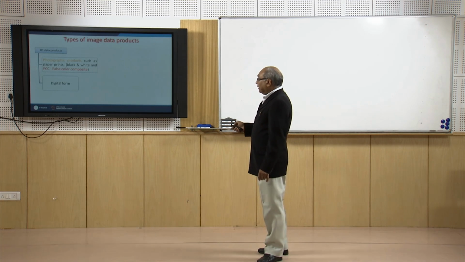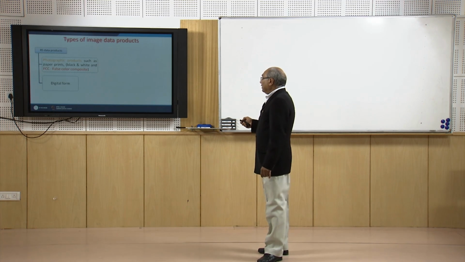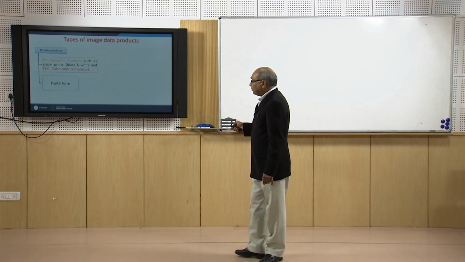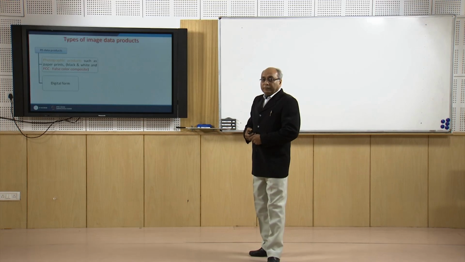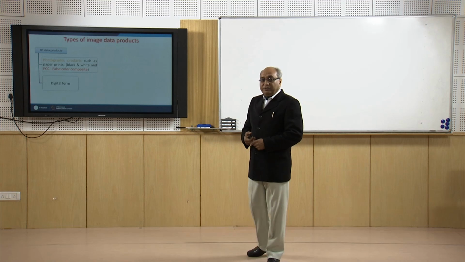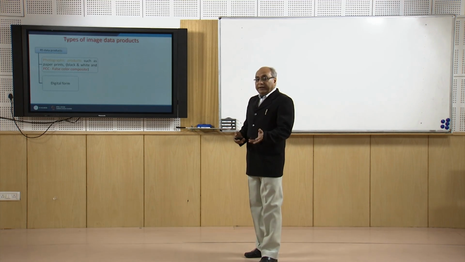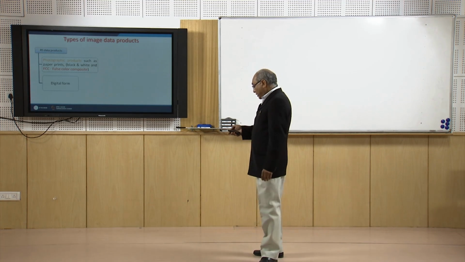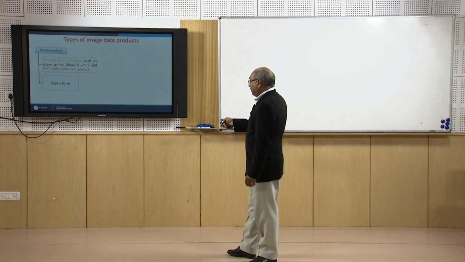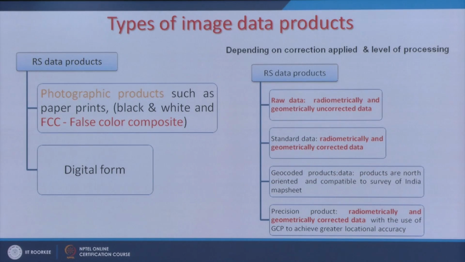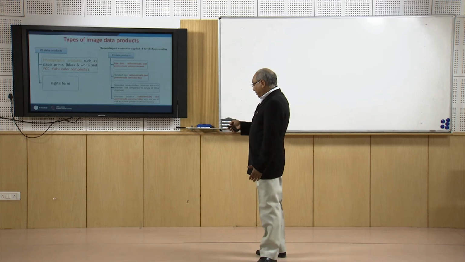As you know, once the data has been acquired, for the remote sensing data products we may go for photographic products, or nowadays we use screens and directly display images, make the interpretation on the screens, and make an output map and so on. So maybe in paper form or maybe in digital form. And this false color composite I will come to a little later. We may make colored images or black and white images depending on our applications.